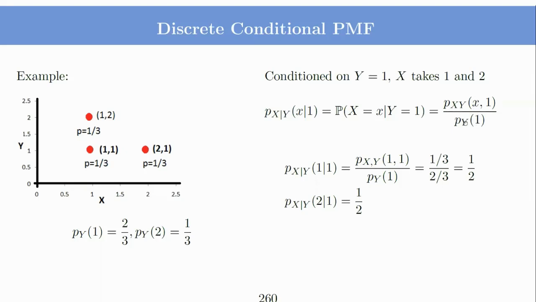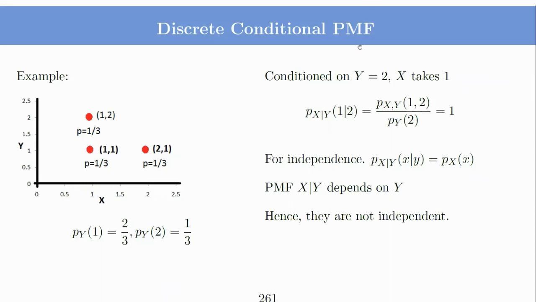By the way, if this is called the joint PMF, this is called the marginal PMF of y, or just the PMF of y. Because x takes value 1 and 2, let's compute this for the two values. When small x is 1, it is the probability that x and y both take value 1 divided by the probability that y takes value 1. That is 1 by 3 divided by 2 by 3, which is 1 by 2. This means both are equally likely. So conditioned on y taking value 1, x takes value 1 with half chance, and similarly x takes value 2 with half chance.